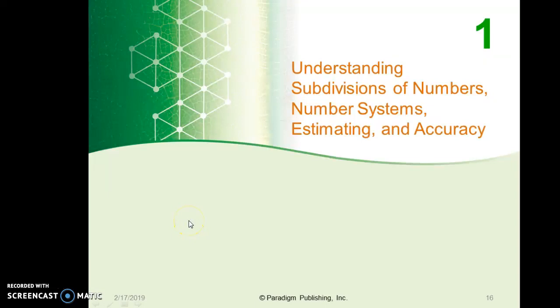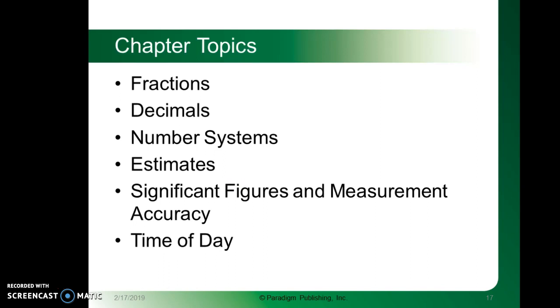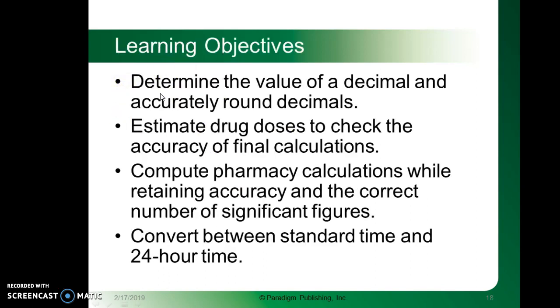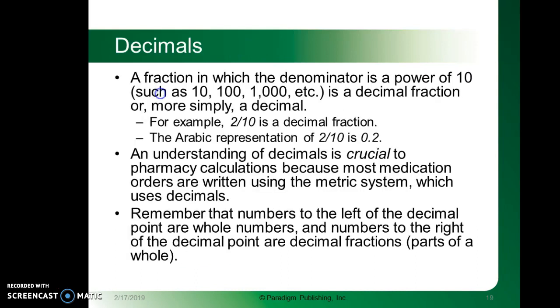Welcome back, class. So we're continuing with Chapter 1, Understanding Subdivisions of Number System, Estimated, and Accuracy. We're gonna go to the next topic, which is decimals in this section. And so our learning objectives are to determine the value of decimals and accurately round decimals. And that's all we're checking on this section.